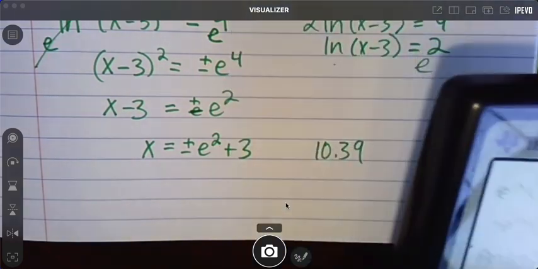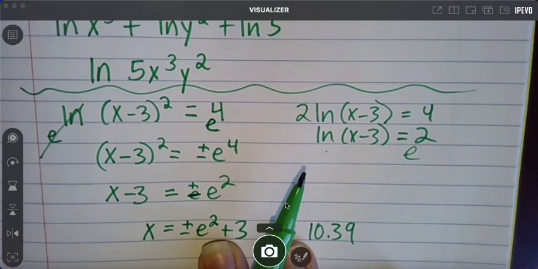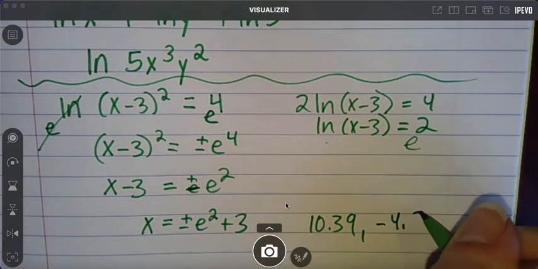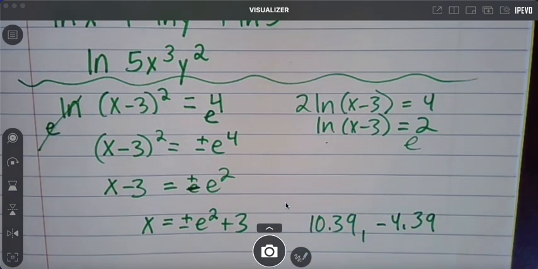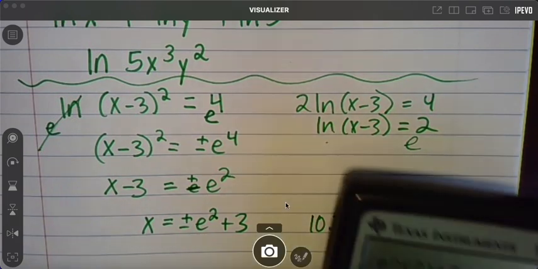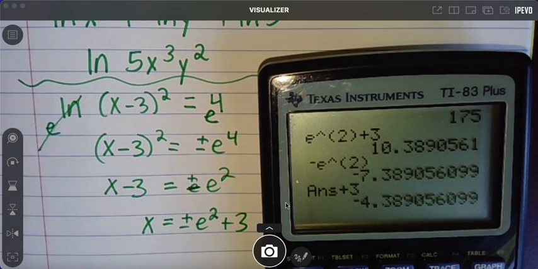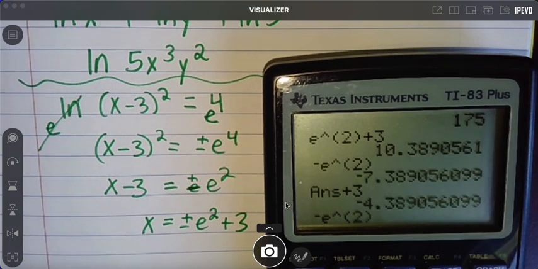So I can write the problem down, like right there? Yes, ma'am. Okay. So e squared, and I get negative 4.39. Wait, can you show me your calculator? Because that's when you do e squared plus 3. And then you can do negative e squared plus 3.